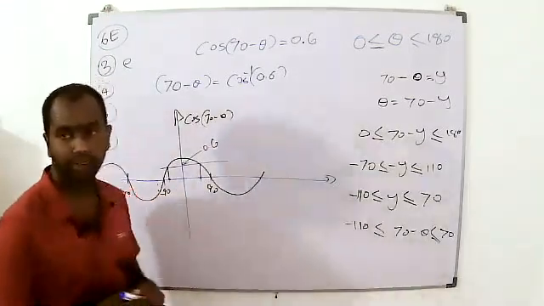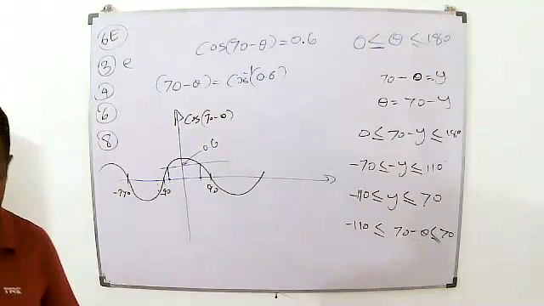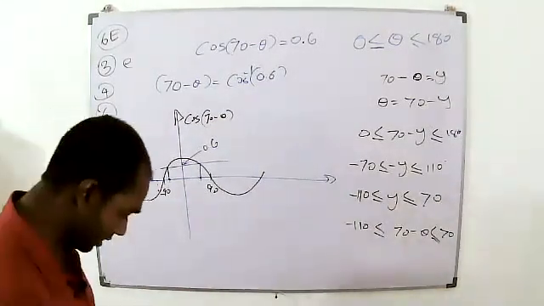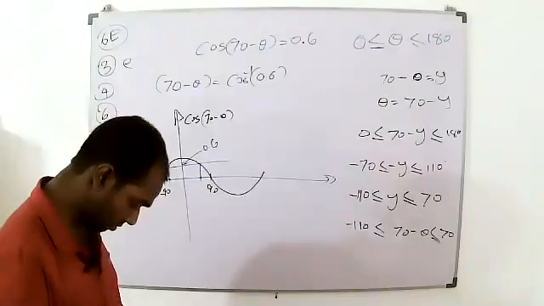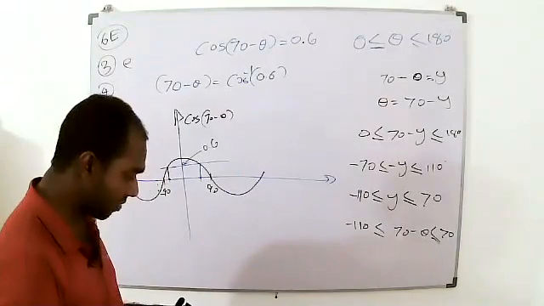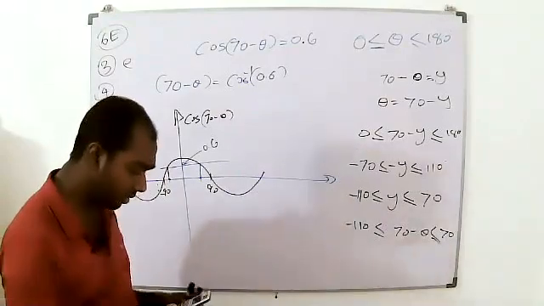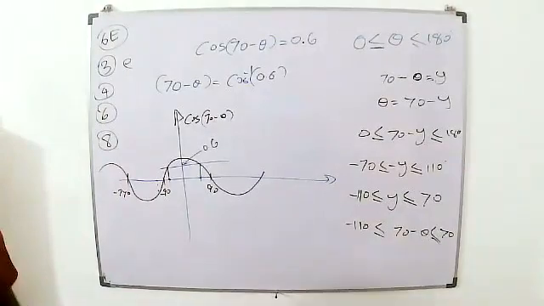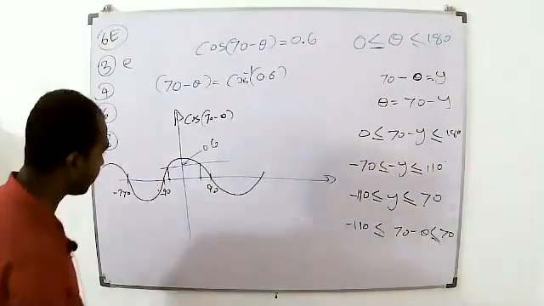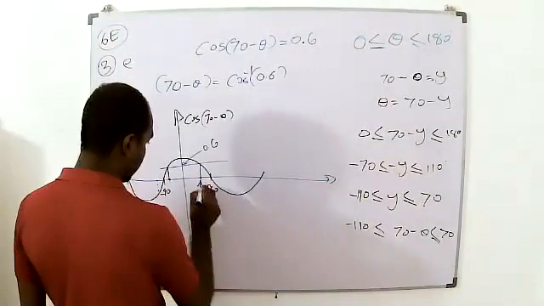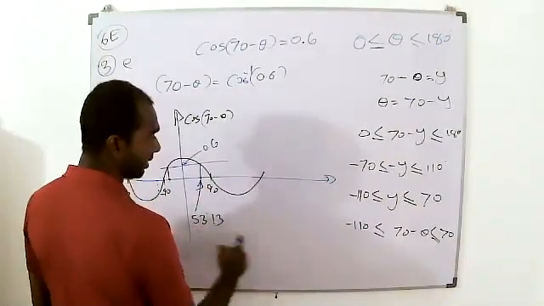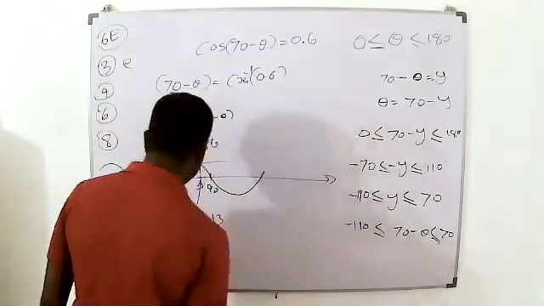So from the calculator, you can find how much is 0.6. How much is it going to be? Cos inverse 0.6. How much are you getting? 53.13. In degrees, you get 53.13. This angle here is how much? 53.13. Do we get that? Yes, it is less than 70.